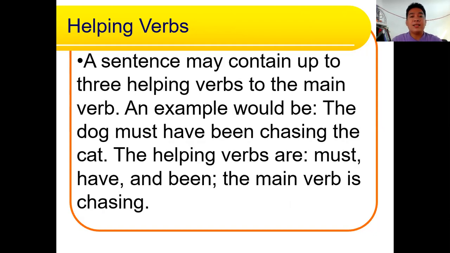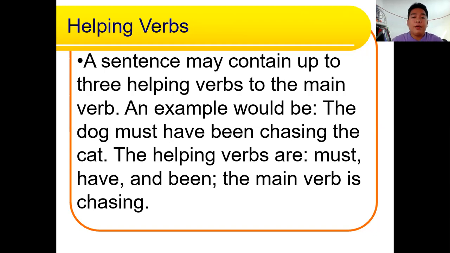Okay. A sentence may contain up to 3 helping verbs with the main verb. That is okay. For example, the dog must have been chasing the cat. So we have here 3 helping verbs in the sentence: must, have, and been. So we can use 3 helping verbs in the sentence, depending on the sentence that we are trying to say or portray.